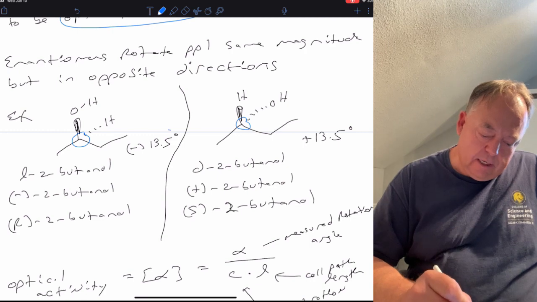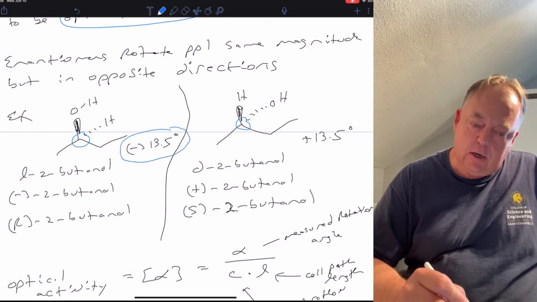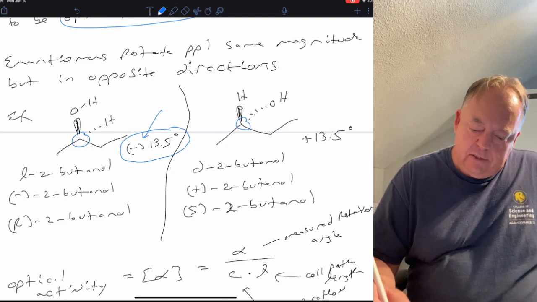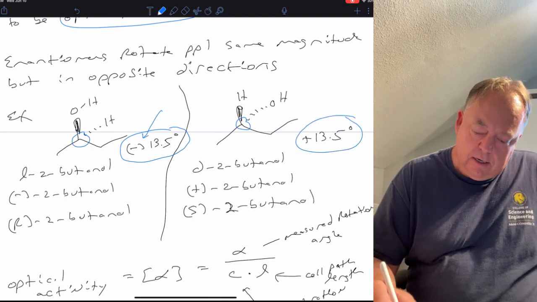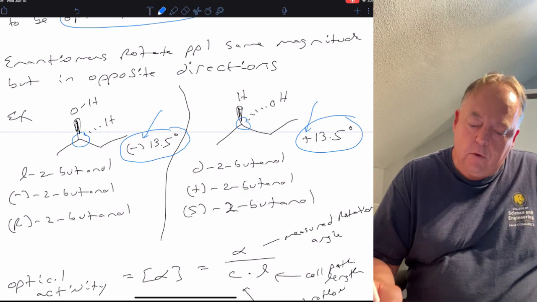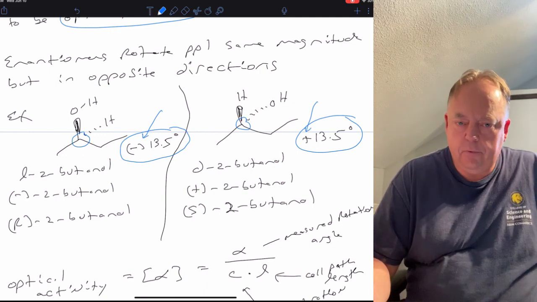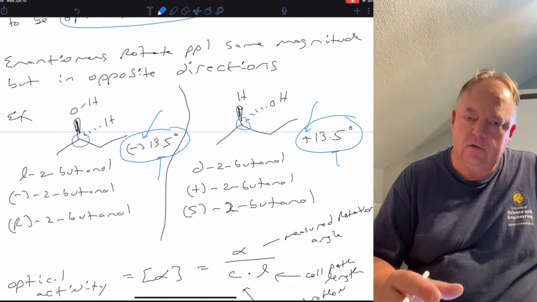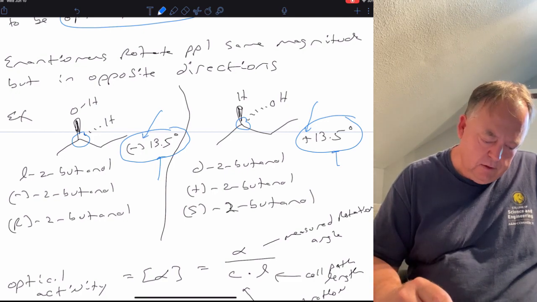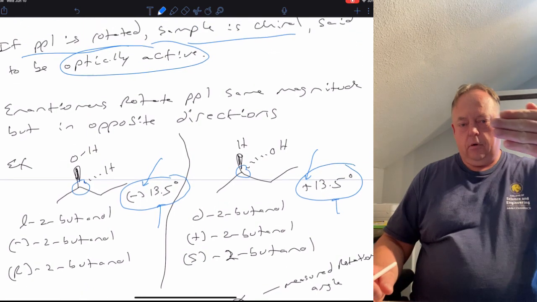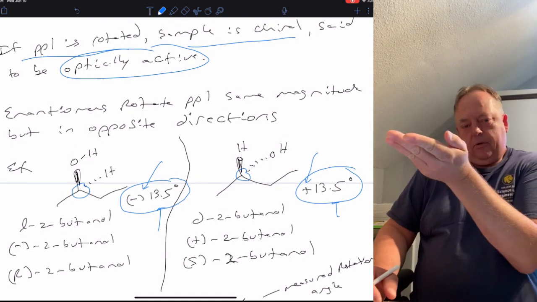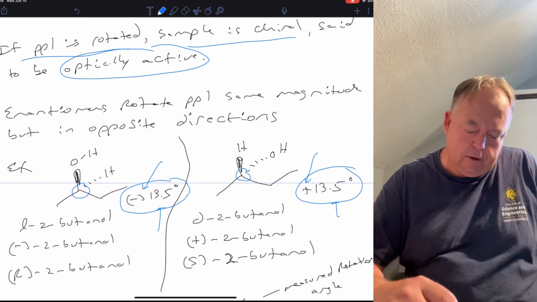So one of them rotates plane polarized light counterclockwise, so that's what the negative means, by 13.5 degrees, and the other one rotates plane polarized light clockwise. That's what the positive means, by 13.5 degrees. So same magnitude, 13.5, but opposite directions. So one of them would rotate plane polarized light this way, and then one would rotate plane polarized light that way, opposite directions of each other.